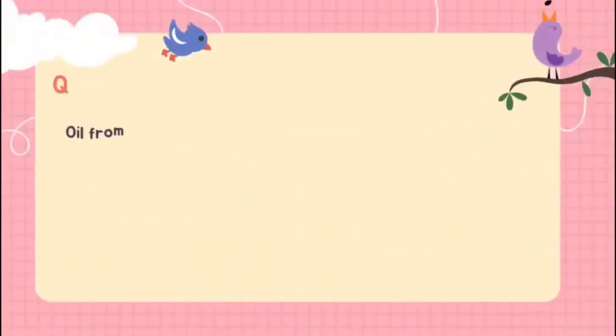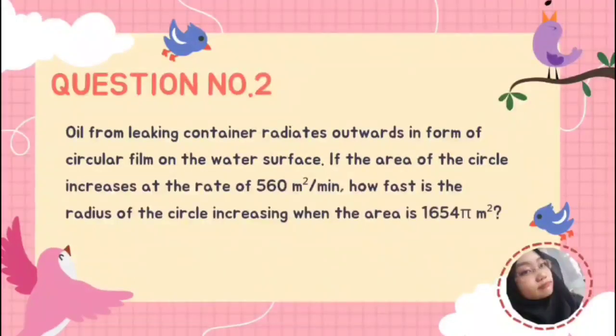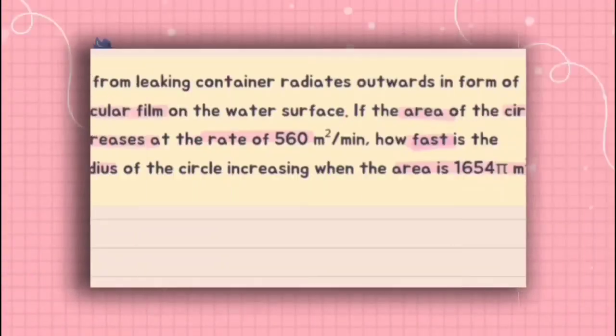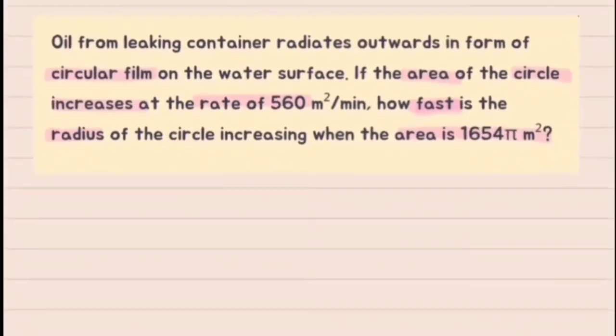Next question is, oil from leaking container radiates outwards in form of circular film on the water surface. If the area of the circle increases at the rate of 560 meter square per minute, how fast is the radius of the circle increasing when the area is 1654 pi meter square? Let's see the solution for the question.